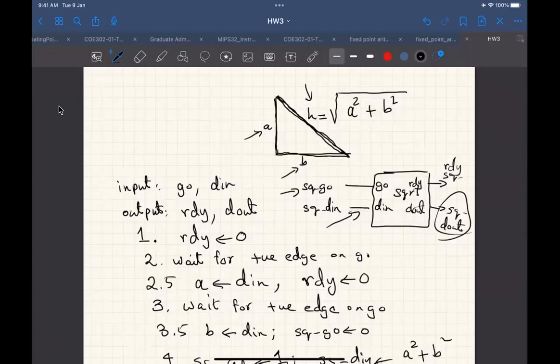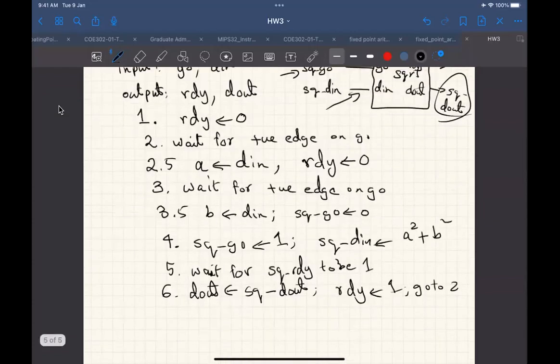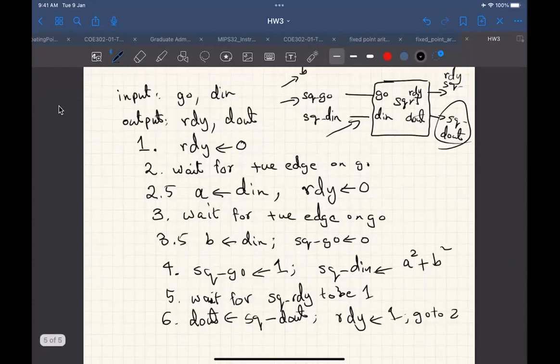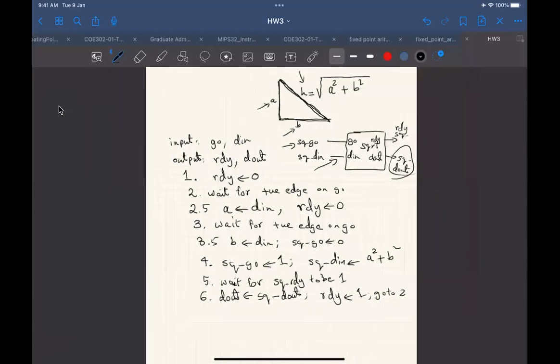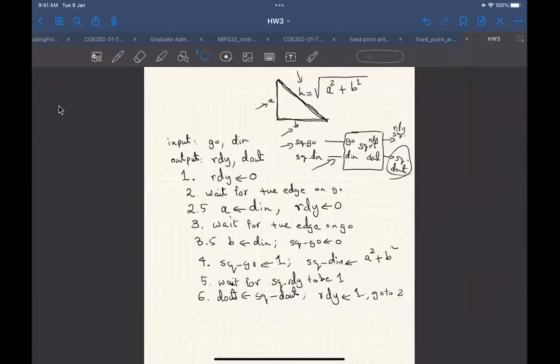Okay, great. Can you convert it to what we call an ASM chart? Can you help me with that? Probably. Let me just try. What do you think the ASM chart looks like?